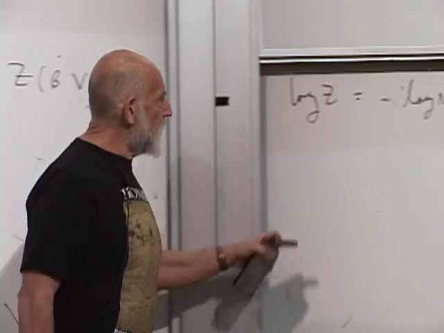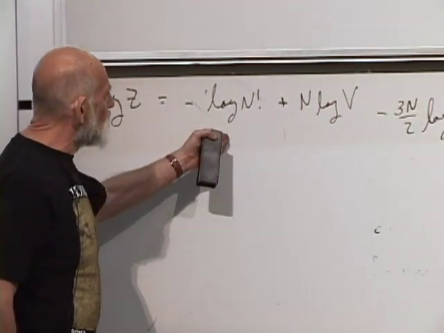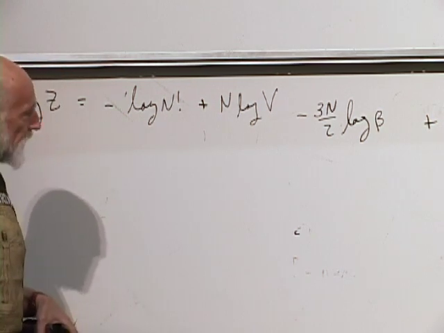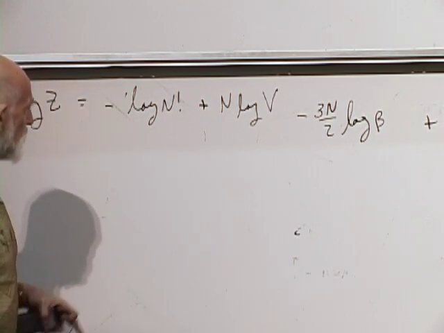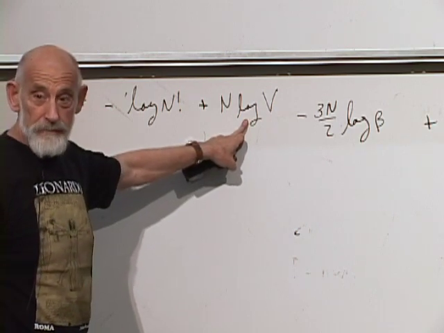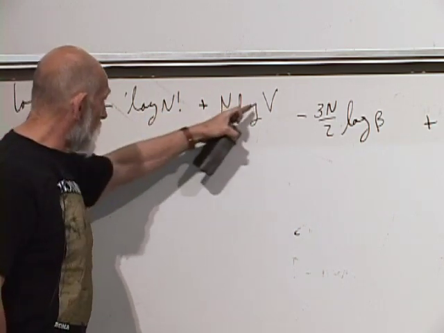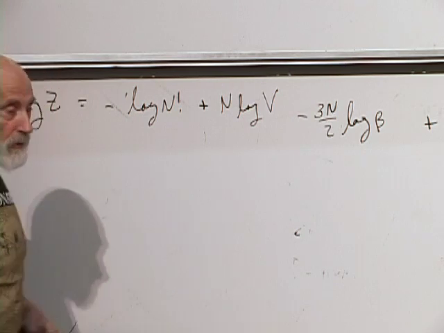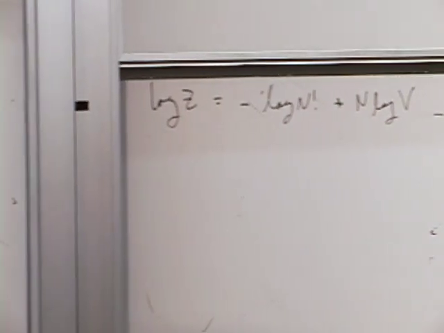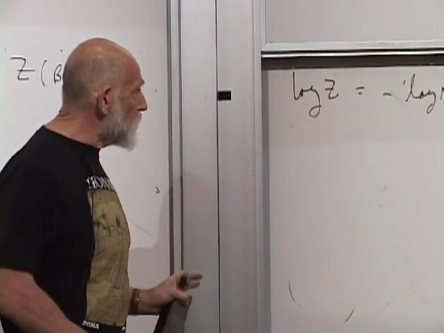I leave it as an assignment to you to rewrite this in terms of the density instead of the volume and n. You'll find that it's basically n times the logarithm of the density. The n factorial and the V combine together to give you the logarithm of the density, but I'm not going to do that now. Okay, that's it. That's the log of the partition function.